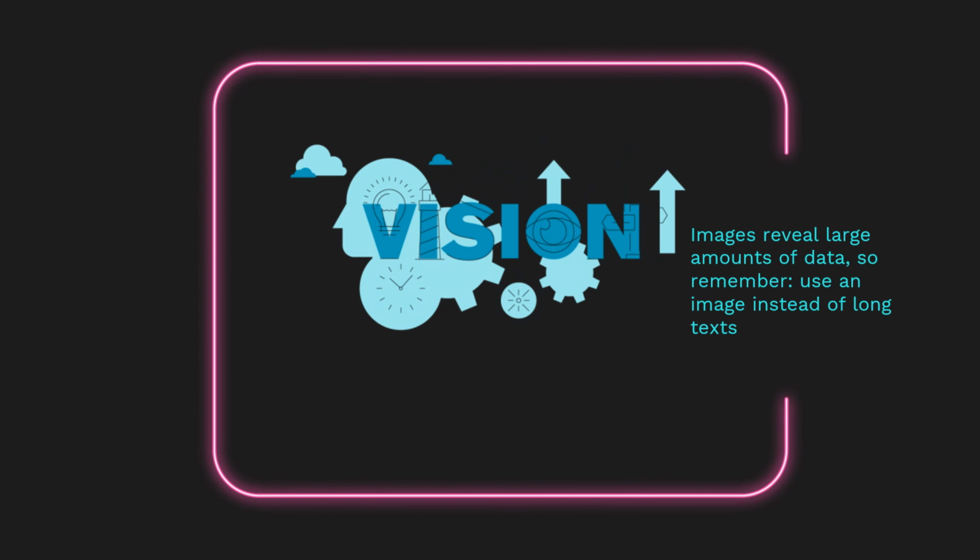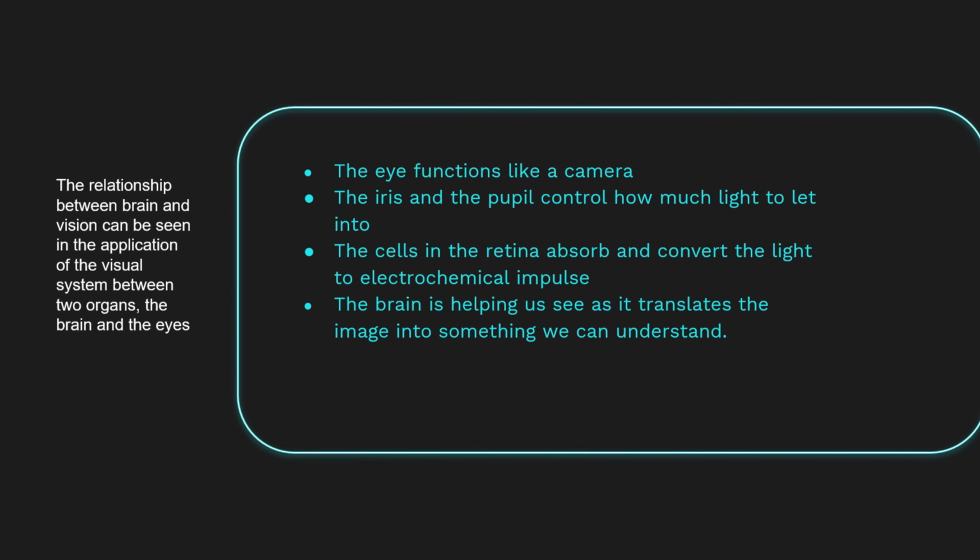Meanwhile, vision is defined as one of the resulting visual perceptions other than eyesight and sight. It is the ability to interpret the surrounding environment using light in the visible spectrum reflected by the objects in the environment. This is different from visual acuity, which refers to how clearly a person sees. The relationship between brain and vision can be seen in the applications of the visual system between the two organs, the brain and the eyes.